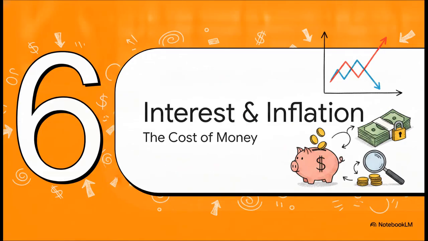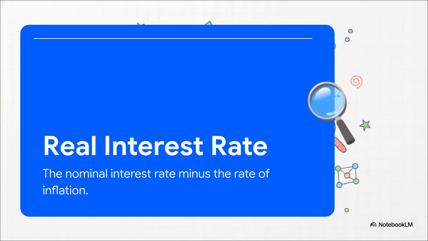Part 6. Interest rates and inflation, the cost of money. Simply put, the interest rate is the cost of borrowing money, or alternatively, the reward you get for saving it. But there is a massive trap here that catches a lot of people off guard. The nominal interest rate is just the current market rate you see advertised on the window at your local bank. However, the real interest rate is what actually matters to your purchasing power. To find your true, real return, you have to take that nominal rate and subtract the rate of inflation.